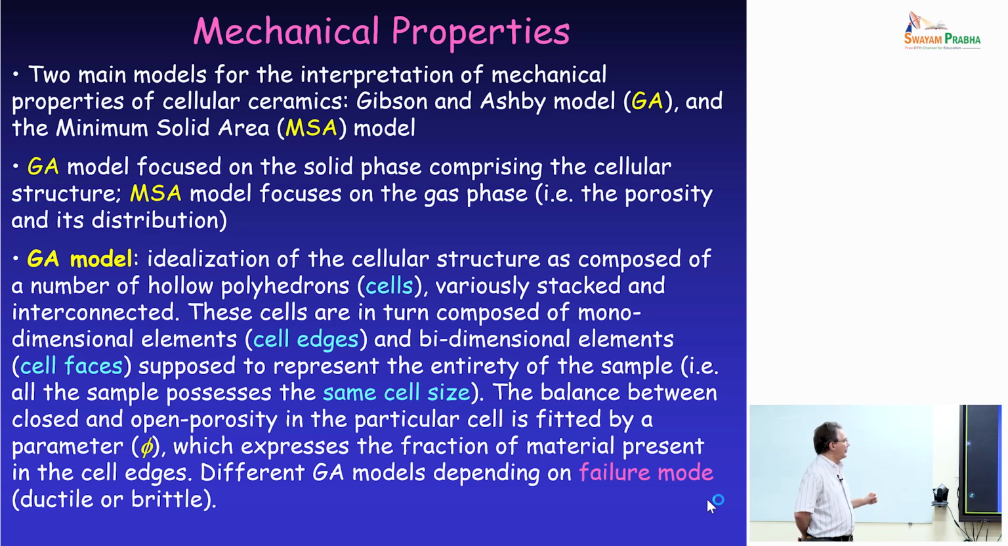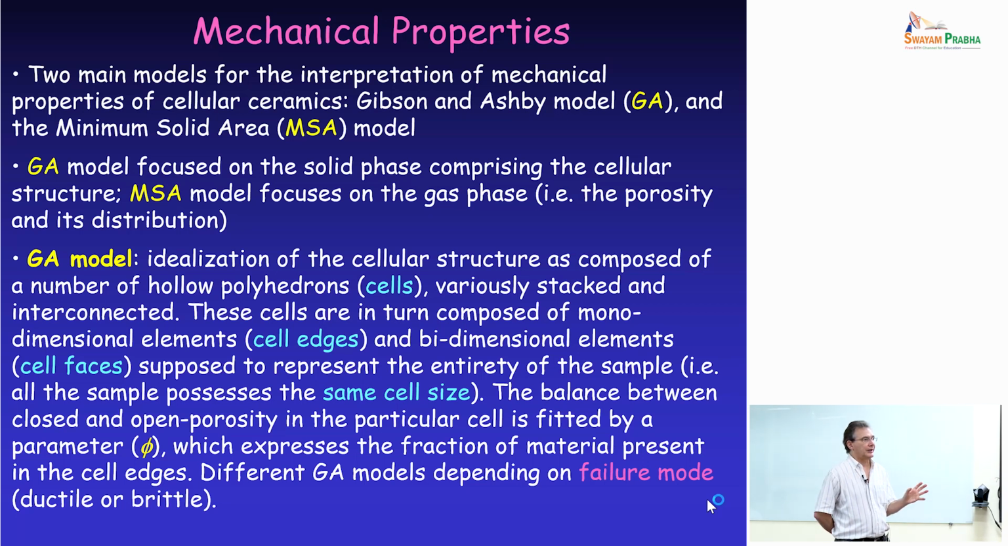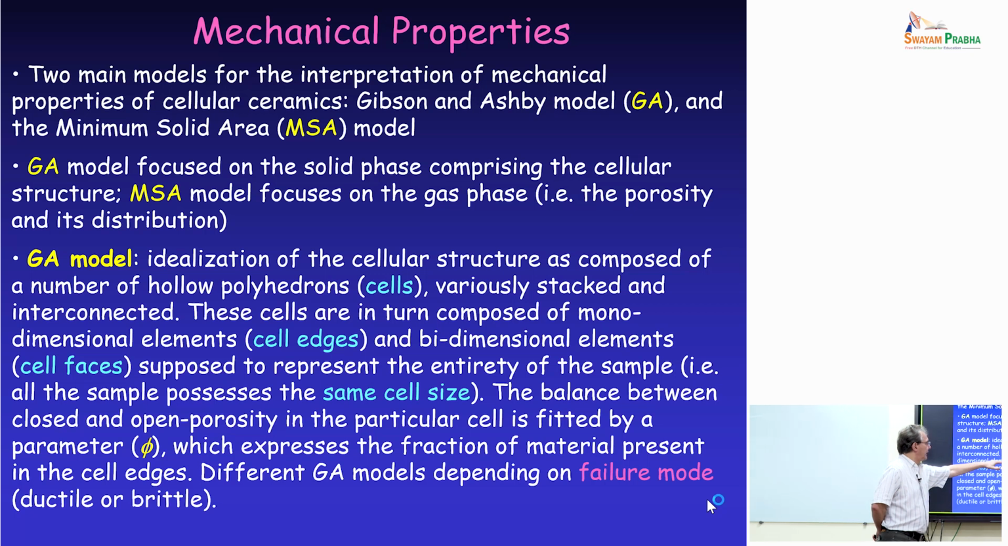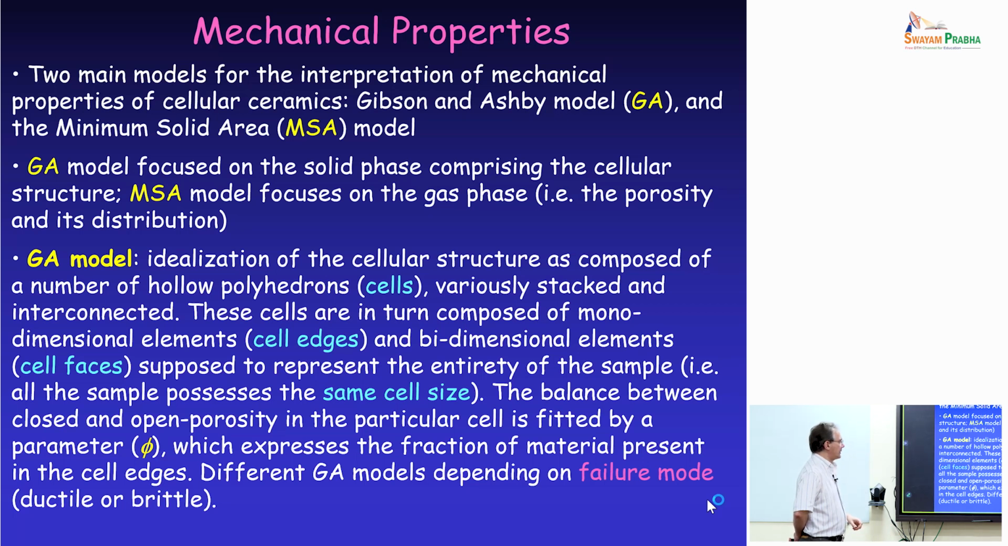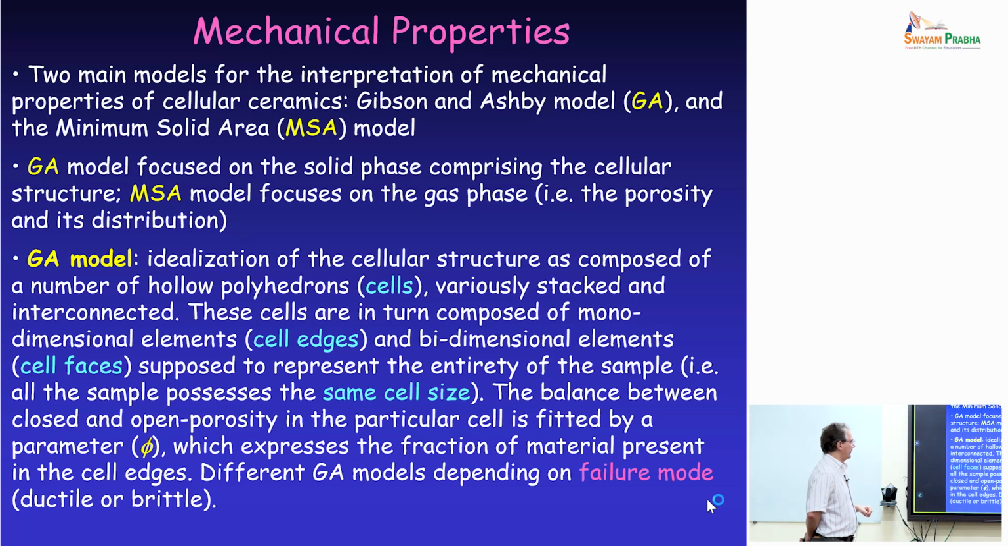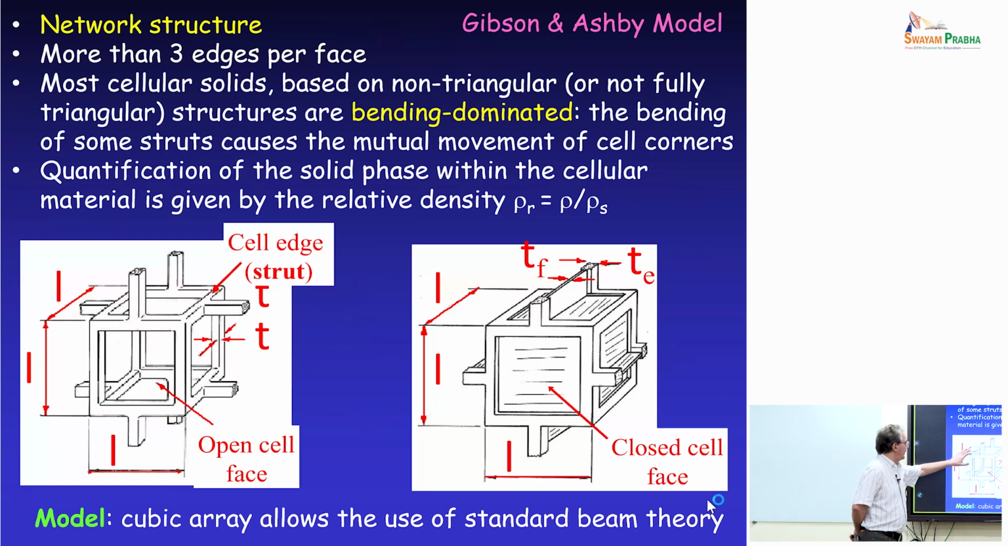And the Gibson and Ashby model idealizes the cellular structure as composed of a number of hollow polyhedra, which are stacked and interconnected. And you can identify specific features in these polyhedra, the cell edges, the cell faces, and in the model, typically the polyhedra have the same size. And you can also quantify the balance between closed and open porosity using a parameter which expresses the fractional material present in the cell edges. So this is the model that has been used by Gibson and Ashby to model the mechanical properties of a foam for any material, plastic, metal, and ceramic.